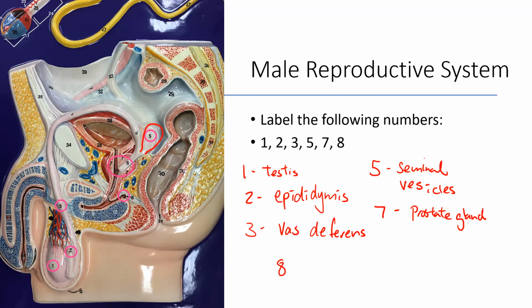Number 8 is this little bulb right here. That is the bulbourethral gland. It also creates a little bit of a basic solution that helps flush the urethra before the ejaculation, because there might be some remaining urine in the urethra, which would maybe harm the sperm. So by flushing it first, it deals with that problem. Okay, so that's the bulbourethral gland.